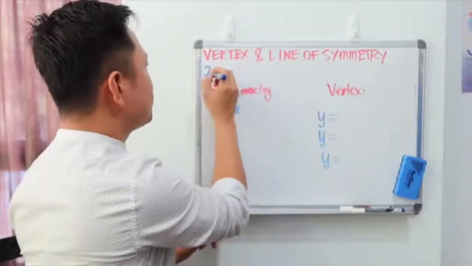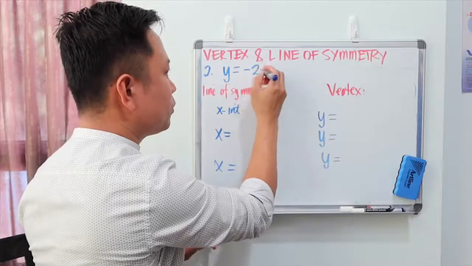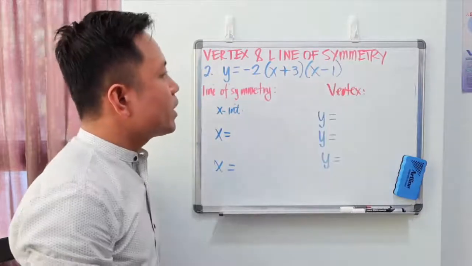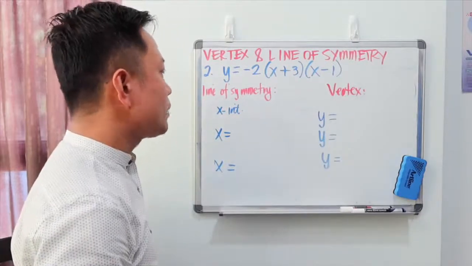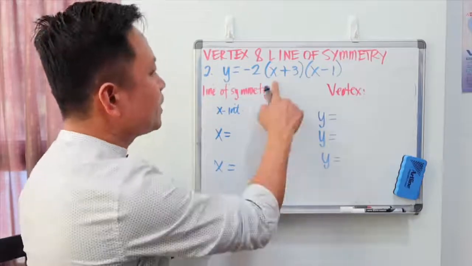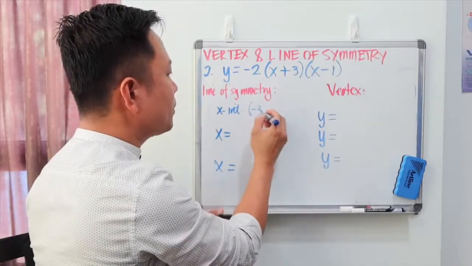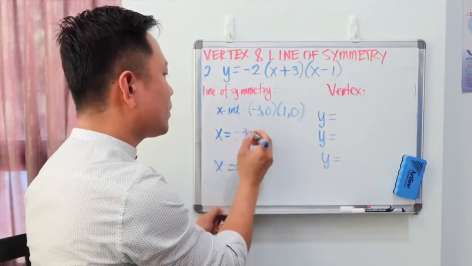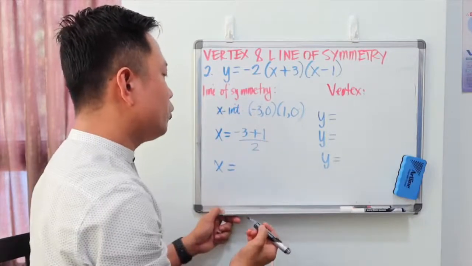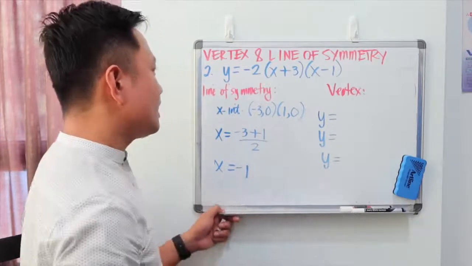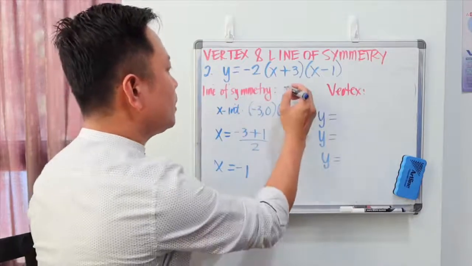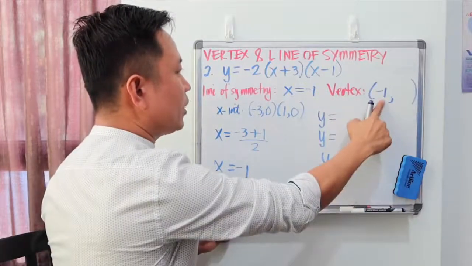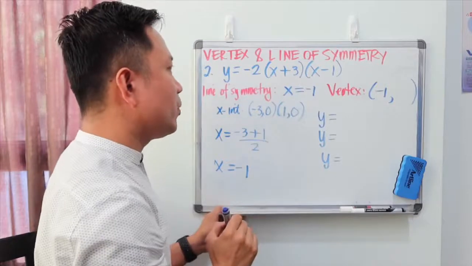Now let's try example number 2. y is equal to -2(x + 3)(x - 1). So this quadratic function is also in factored form, so that means we can easily get the x-intercepts. The x-intercepts are (-3, 0) and (1, 0). If you get the average of negative 3 and 1, that will give us negative 2 over 2, or negative 1. Which means that the line of symmetry, which is a vertical line, is x equals negative 1.